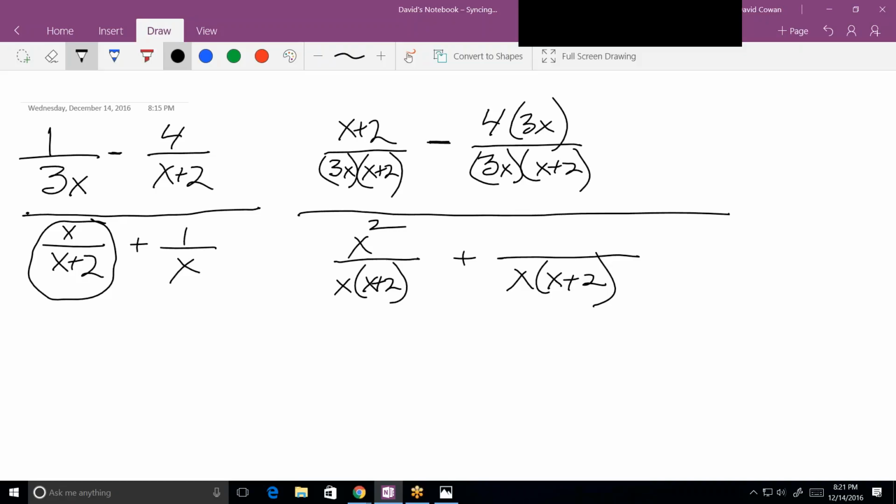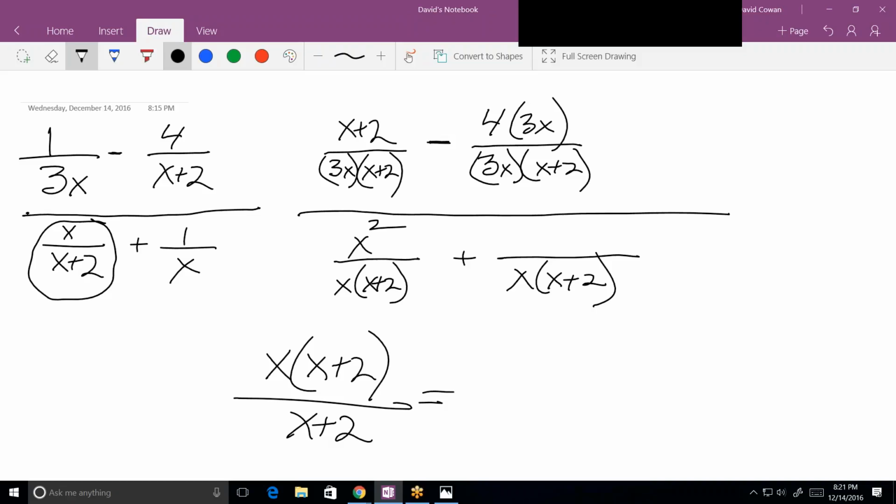Okay, now the technical way that I got it was... I'll review that with you since you have a little bit of trouble with this. I take my common denominator and divide it by this denominator, x plus 2. That gives me x, and then I multiply that by the numerator. That's how I get x squared.